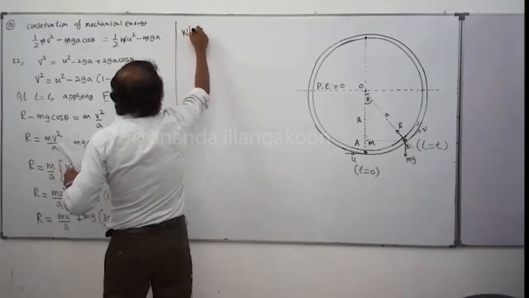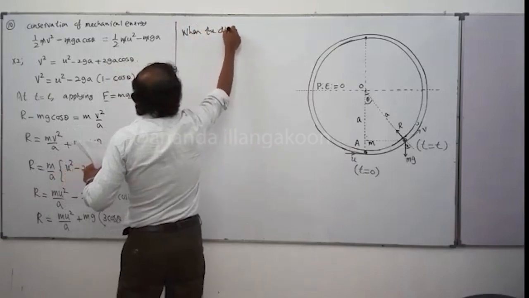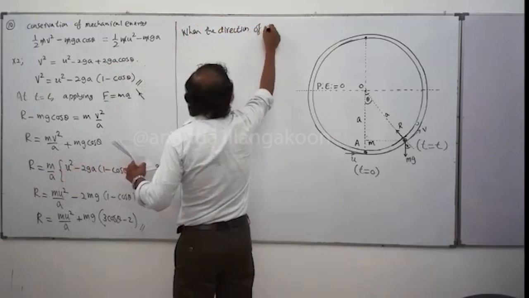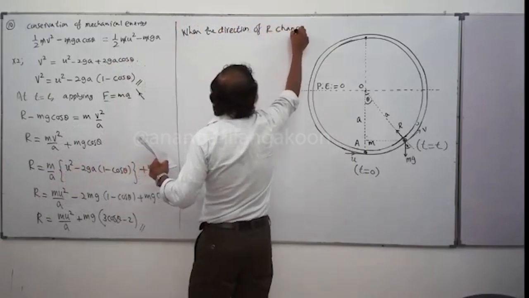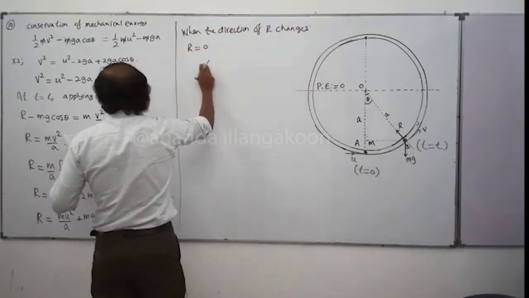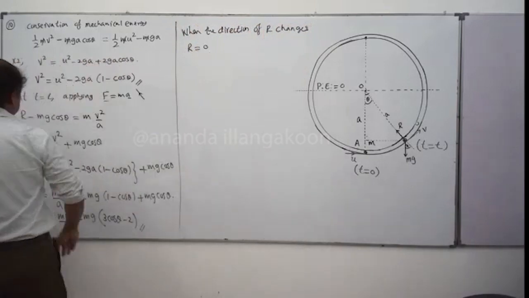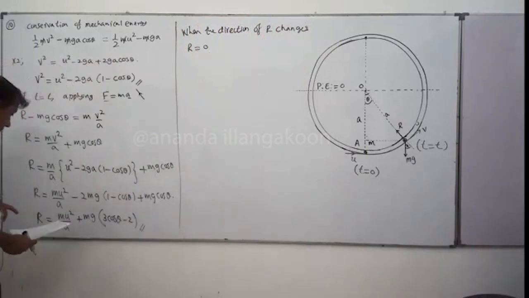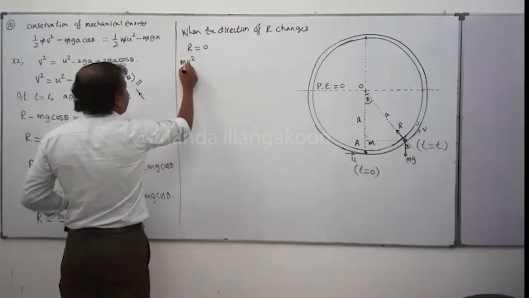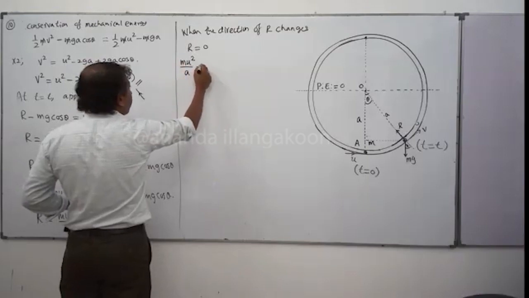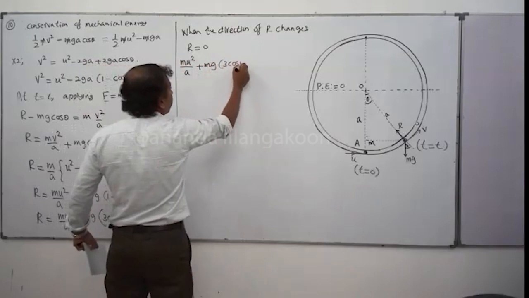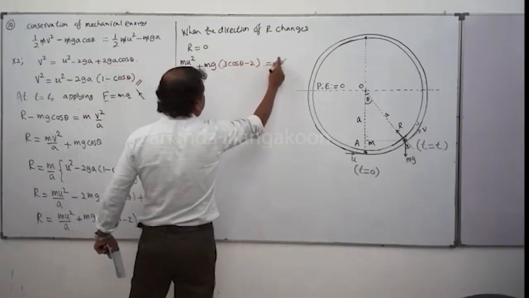When the direction of R changes, R becomes 0. R is this. That means this. Substitute for this R: mu squared upon a plus mg (3 cos theta minus 2) equals 0.